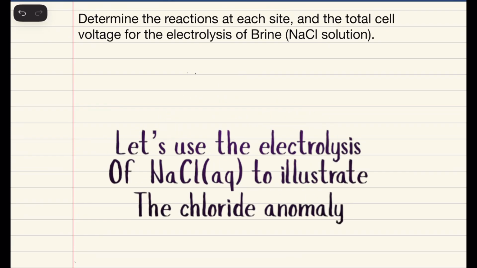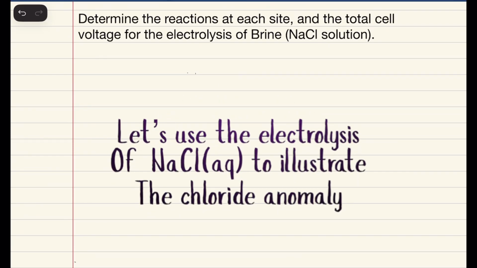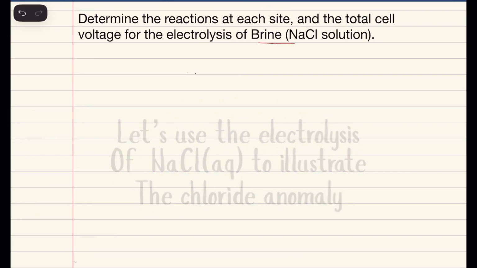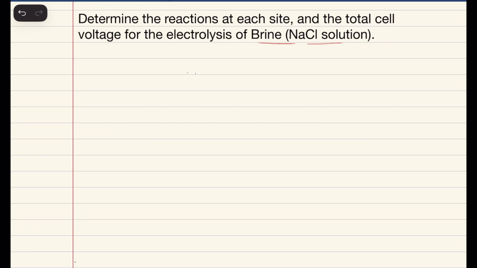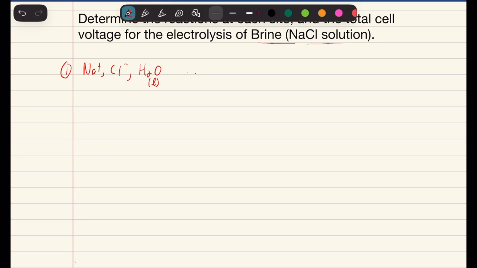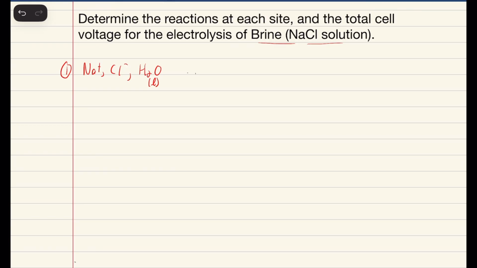So let's say we want to determine the reactions at each site and the total cell voltage for the electrolysis of brine, which is your sodium chloride solution. Like we normally would, we would list all the ions that are present in this solution. Since it is a solution, we do have to list water. Next, we're going to identify all the oxidizing agents and reducing agents, and that would be using our reduction potential table or our redox table available in most chemistry books.